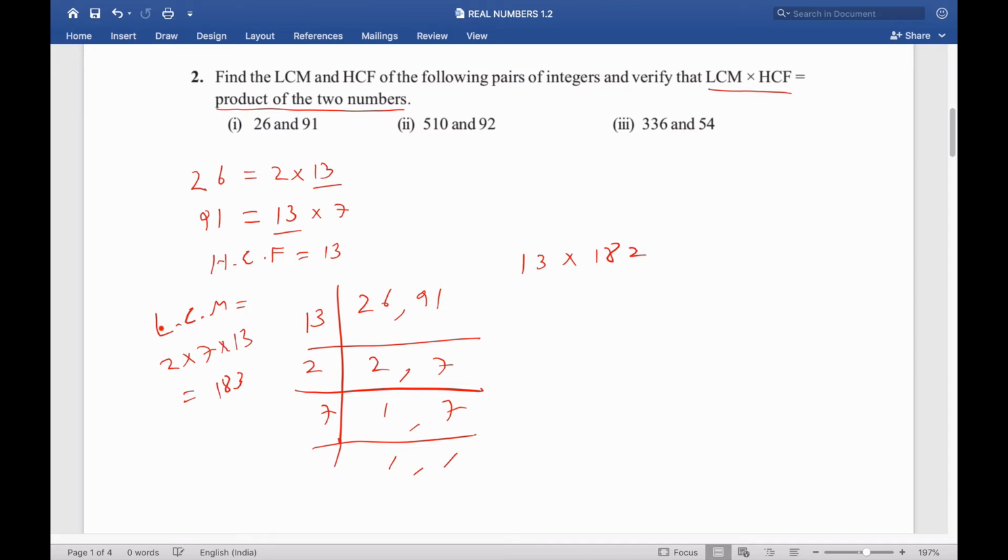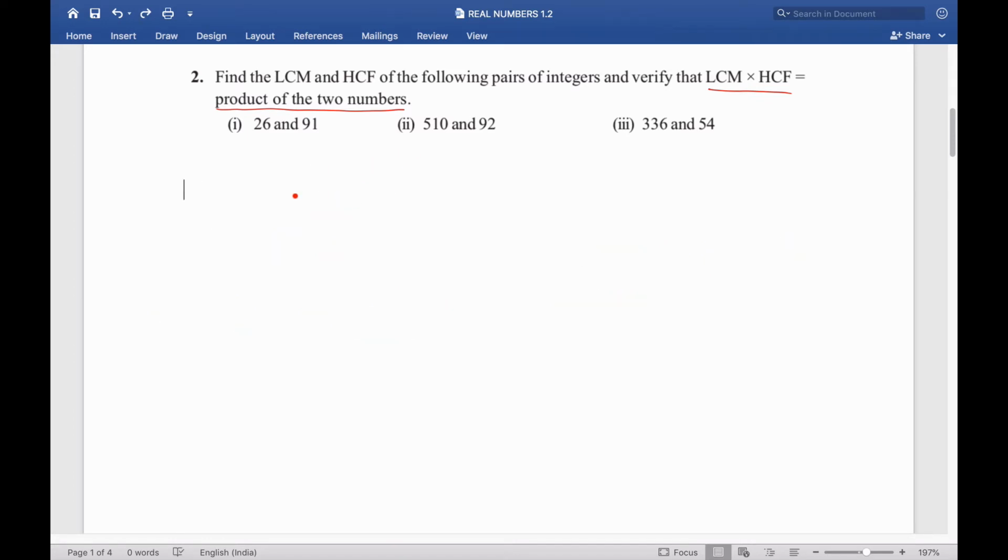Now let's verify. It says that HCF into LCM should give you product of numbers. 13 into 182. This is 2, sorry. Should give me 26 into 91. So when we multiply both sides, we will get first this side 46920, and over here also 46920.